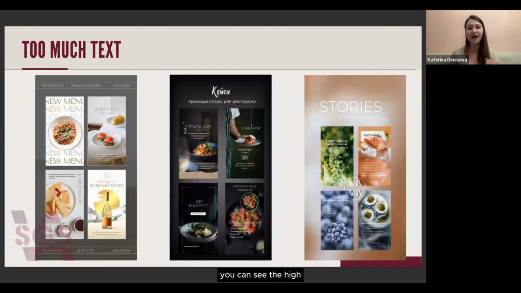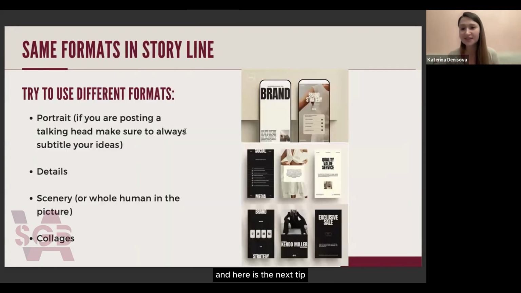You can see the high contrast between the font, the color of the font, and the color of background. And also you can see here that we use different formats for stories. We never use the same format of photo in the stories to make it more rhythmic, to make it more interesting to watch. And here is a next tip: same formats in the storyline.